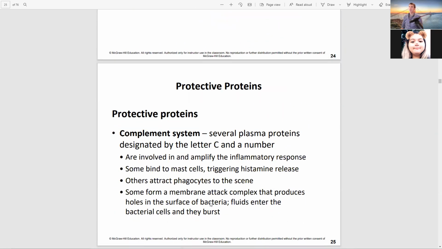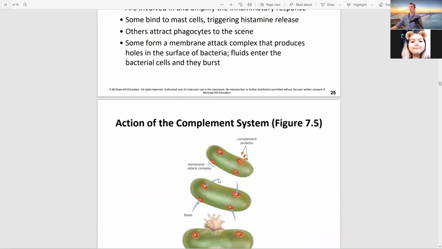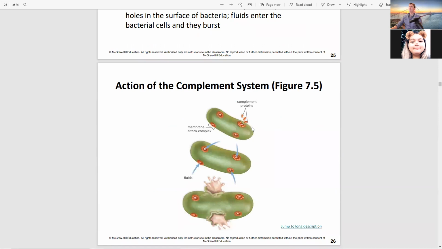So protective proteins, like in the complement system, there's several plasma proteins designated by the letter C and a number. These are all involved in amplifying the inflammatory response. Some bind to mast cells, triggering histamine release. Others attract phagocytes to the scene. And then what's really cool is some form a membrane attack complex that produces holes in the surface of bacteria where fluids enter the bacterial cell and they burst. So that's shown here, showing you the membrane attack complex. So complement proteins can bind to the pathogen and form this complex, which allows fluids to rush in. And these fluids essentially will burst the pathogen.